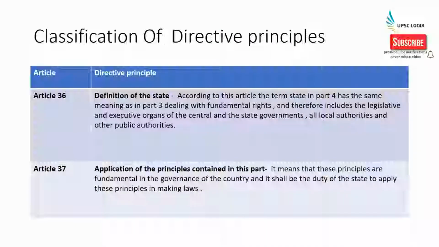So let us have a look at the classification of directive principles. Number one is Article 36, and it gives us the definition of the state. According to this article, the term state in Part 4 has the same meaning as in Part 3 dealing with fundamental rights, and therefore includes the legislative and the executive organs of the central and the state government, all the local authorities and all the public authorities.